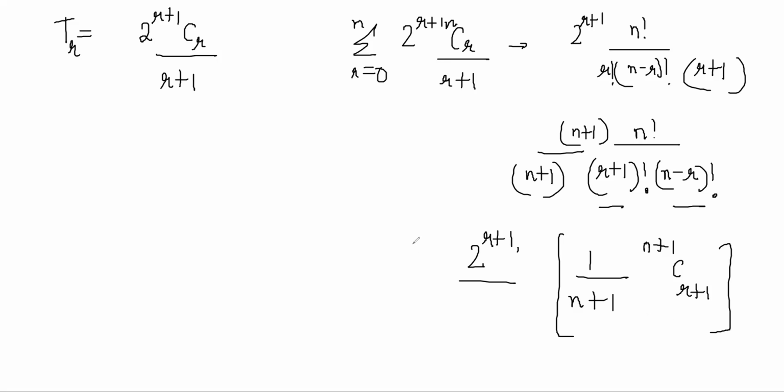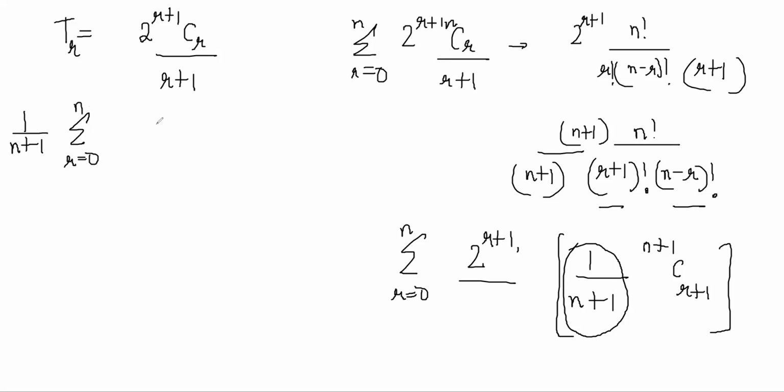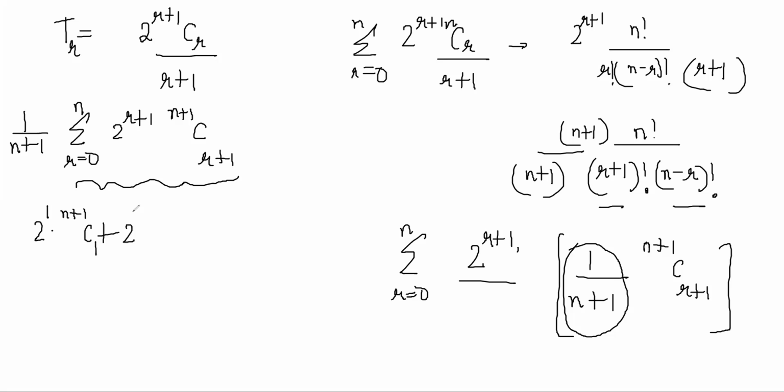Now this is not very hard because you have to sum it. This is a constant term, because r is changing, so 1 by n plus 1 comes outside. Summation r is 0 to n, 2 power r plus 1, n plus 1 C r plus 1. This is fairly straightforward. Let's write a few terms here. It is 2 power 1 n plus 1 C1 plus 2 power 2 n plus 1 C2, and so on till 2 power n plus 1 n plus 1 C n plus 1.